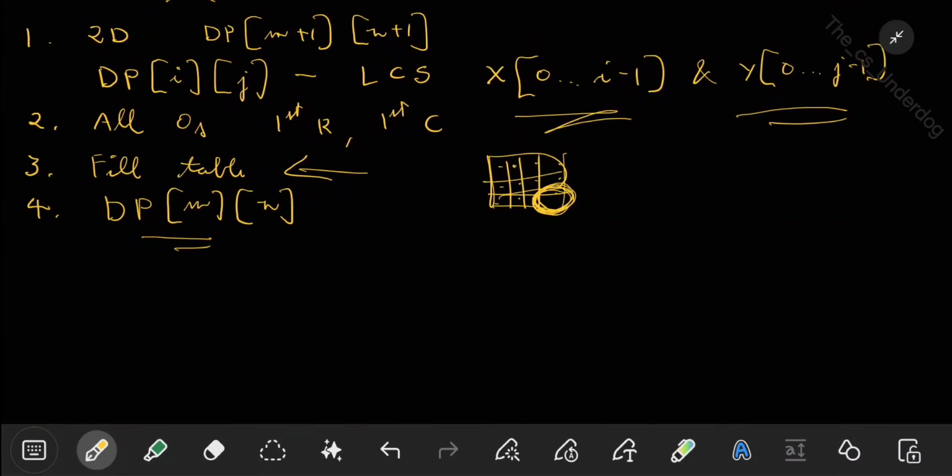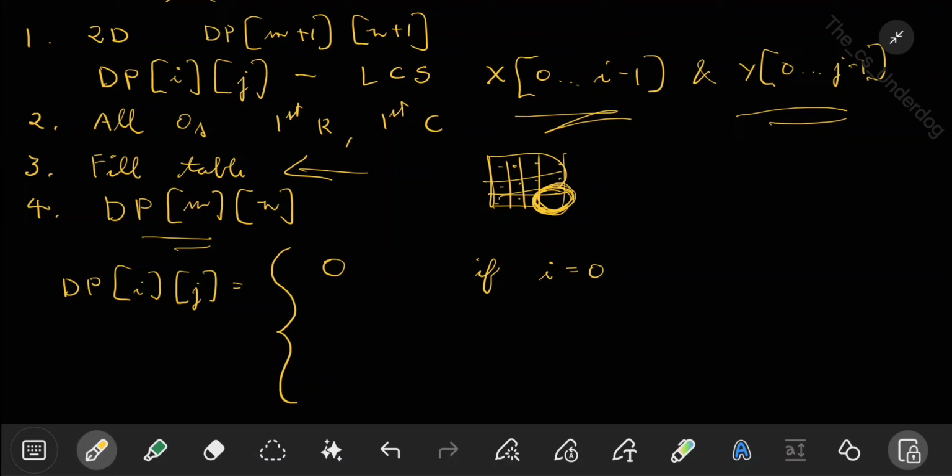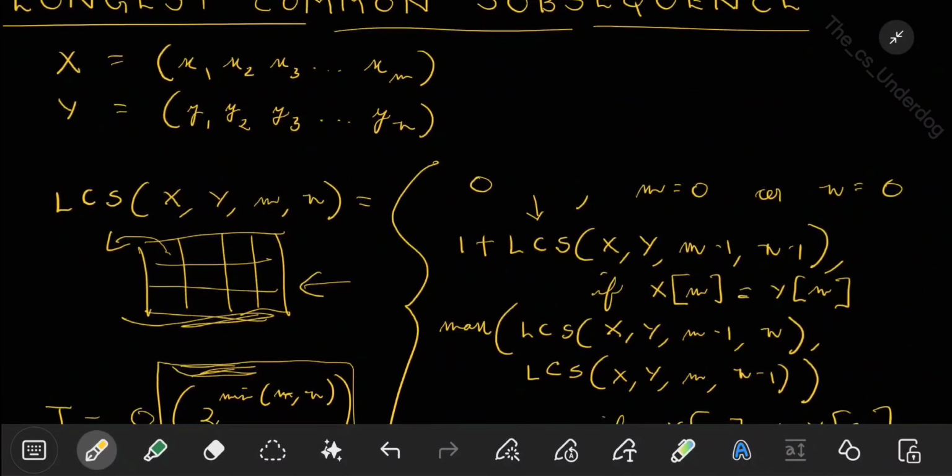So how should I fill? I want to fill some particular block, let us say dp[i][j]. While filling this, what should I see? What are the different cases possible? One is, I'll fill 0 if, what is the case? If either i is equal to 0 or j is equal to 0. If either i or j is equal to 0, that represents the base case here, m equal to 0 or n equal to 0. In that case, you will be filling with 0. This is the base case.